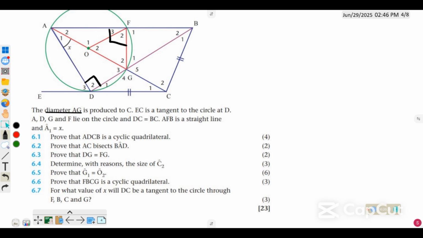EC is a tangent. Remember tangent. So EC is a tangent to the circle at D. The Tan-Chord theorem tells us that the angle D1 is equal to the interior opposite angle, or the angle in the alternate segment, which is A1. Right, we are done with that.